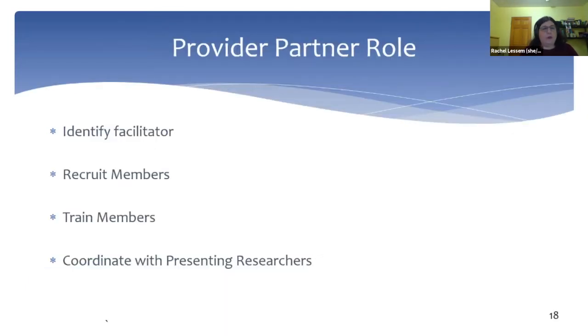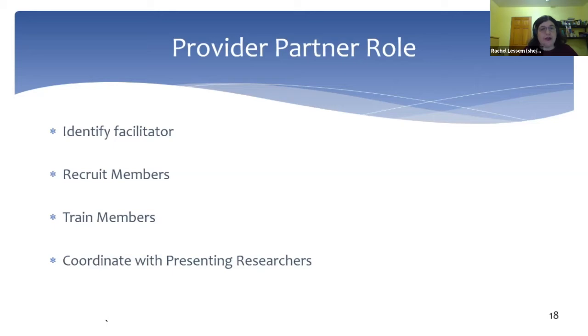So what's the role of a provider partner then? There are four main duties. The first is to identify a facilitator, and Rebecca will talk about the facilitator in more detail in a moment. The provider recruits the members because they're the ones who know their population, and in conjunction with the academic partner, they will set up training for the members, and they will also coordinate the logistics with presenting researchers. And those last two bullet points we're going to cover more in our February webinar.